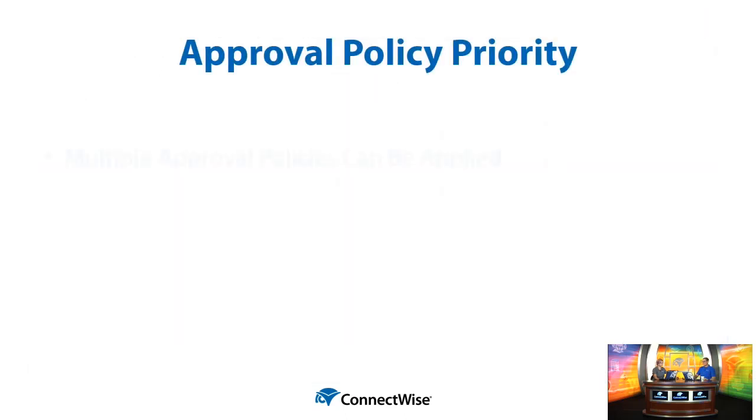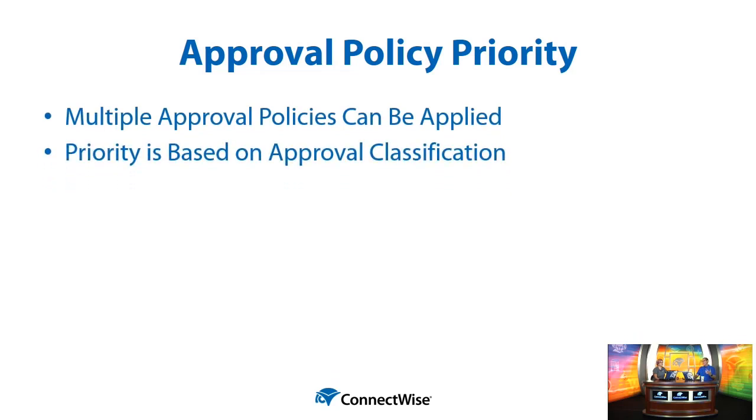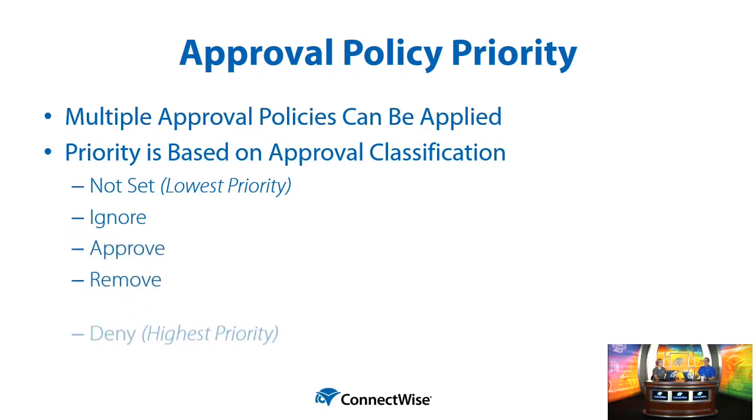Cool. Now, for my approval policies, let's talk about the priorities here. Again, priorities are based on the approval classification. The reason I put those up at the top is because I only care about the classification of the patch. We're going to have 5 settings. Not set, which means I haven't done anything, is going to be my lowest priority. Then ignore, approve, remove, and deny is going to be my highest. Those are in order from lowest to highest going down the list. So not set, then ignore, approve, remove, deny. It doesn't matter where it is in the grid. It just matters the classification of the patch.